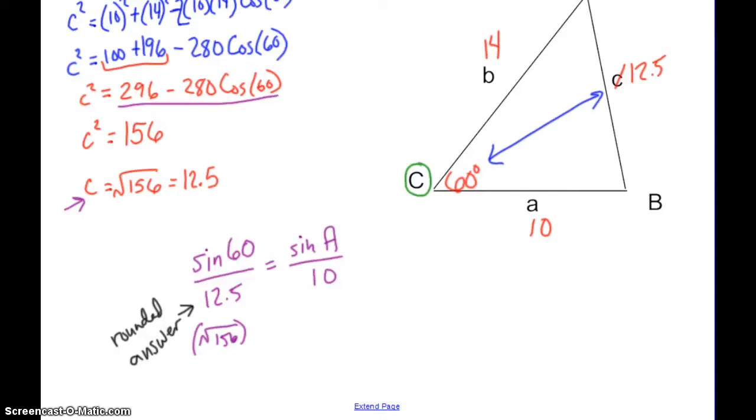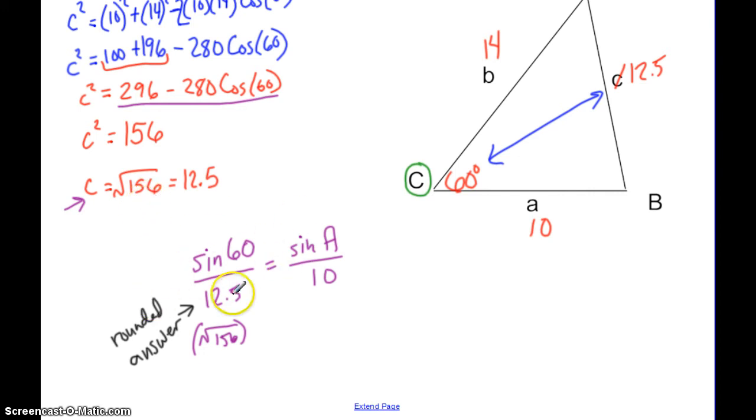Okay? Most of the time we stay away from using those rounded numbers because they're not exact, so we want to make sure we are as accurate as possible. But in this case, we really have no choice. We are going to have to use that rounded answer there. Okay? And so I can use that rounded answer, or, like I said, in this particular case, I could use square root of 156 in my calculator.